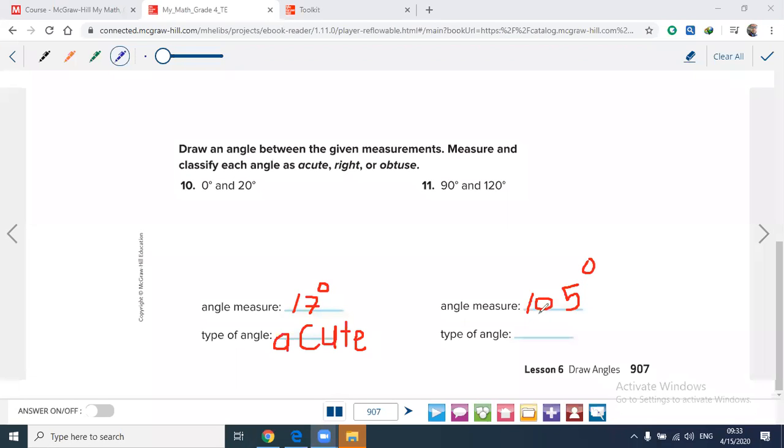This one will be what? Acute, right, or what?